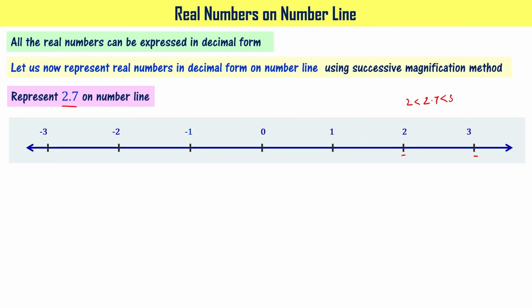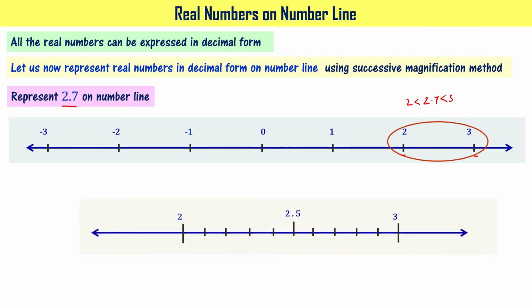So let's zoom this particular portion of the number line. When you do that, you get a number line like this. I have starting point 2 and end point 3. I have divided it into 10 equal parts. 1, that is 2.1. This is 2.2, 2.3, 2.4, 2.5 I have already marked, 2.6, 2.7, 2.8, 2.9, right? Now you see 2.7 is already represented on the number line, right? It is here.